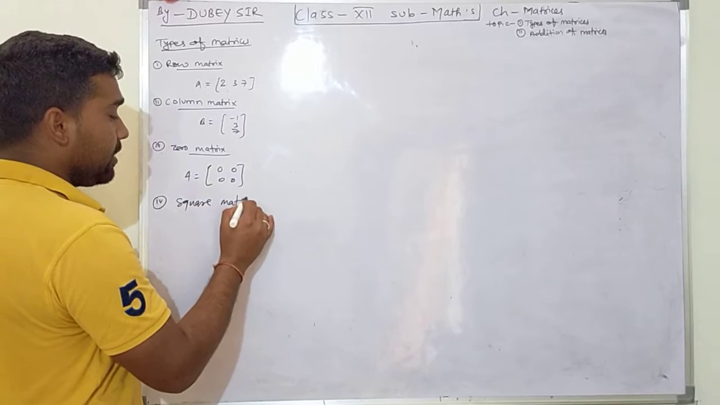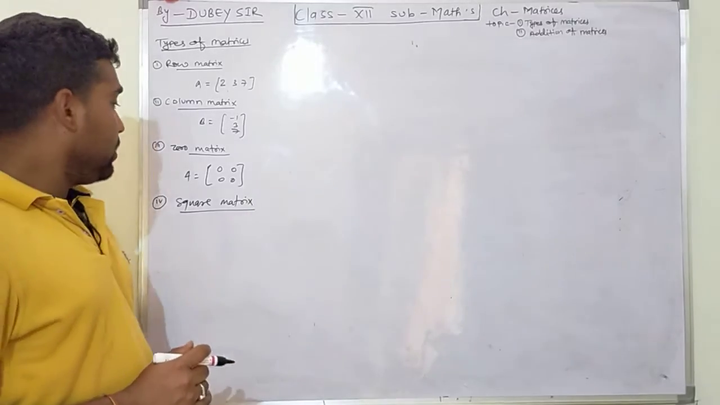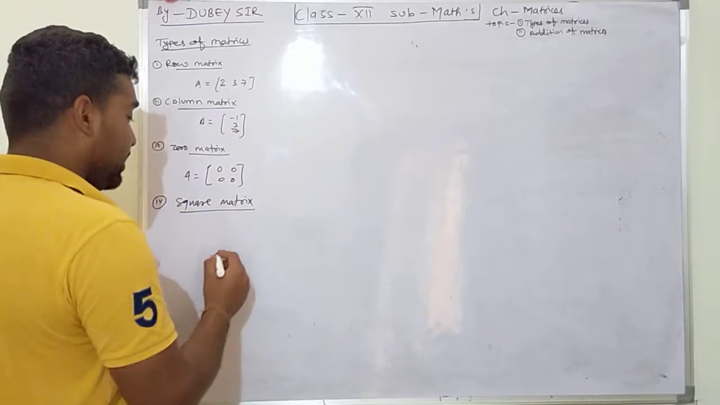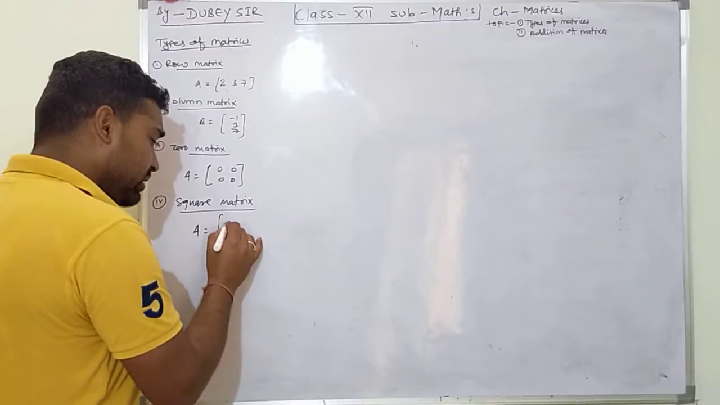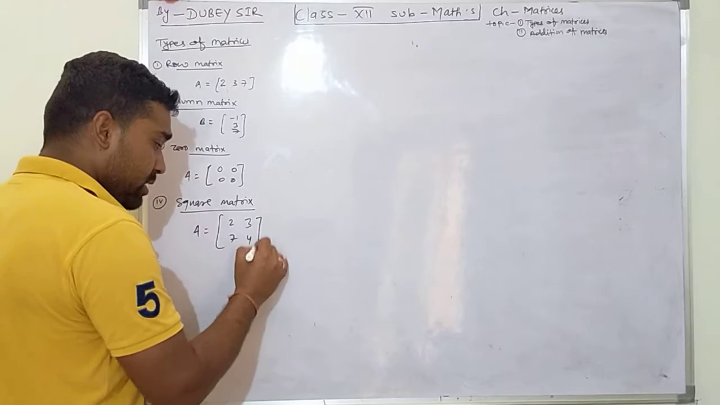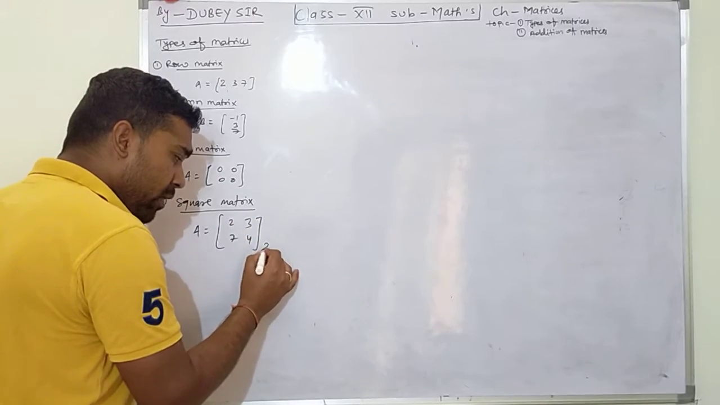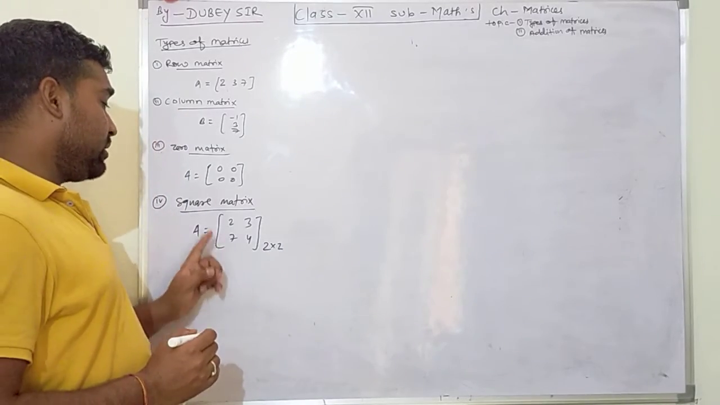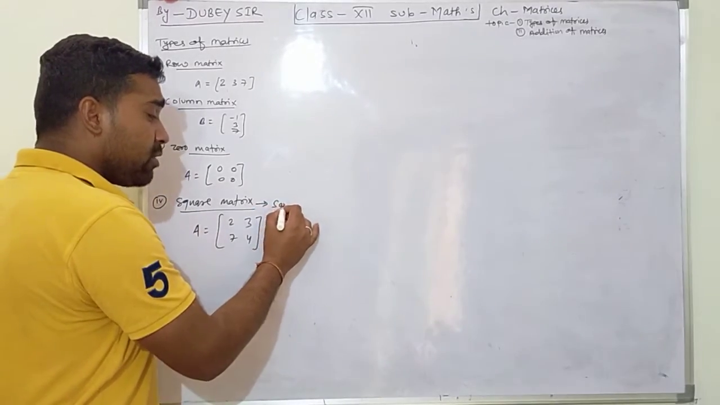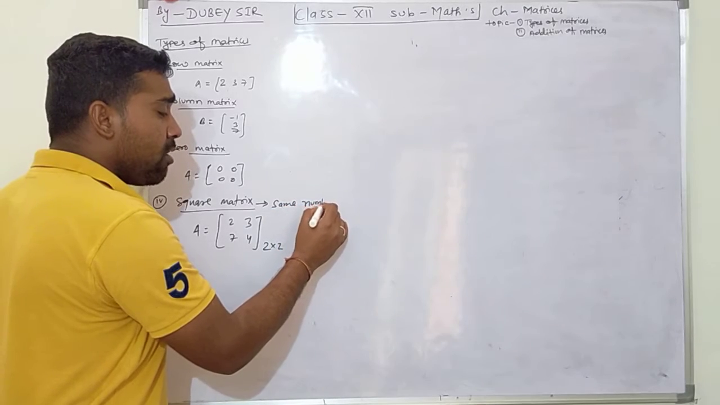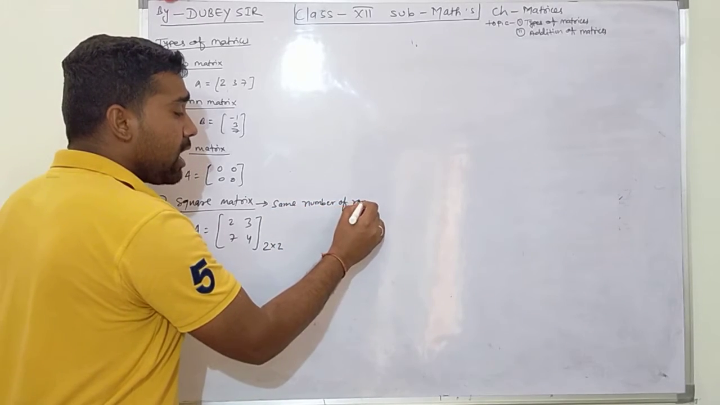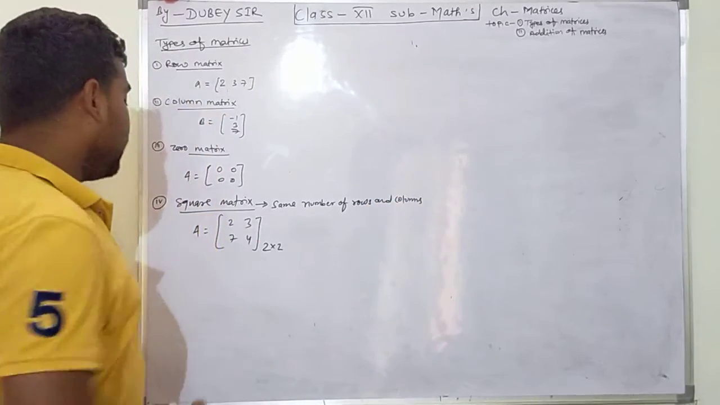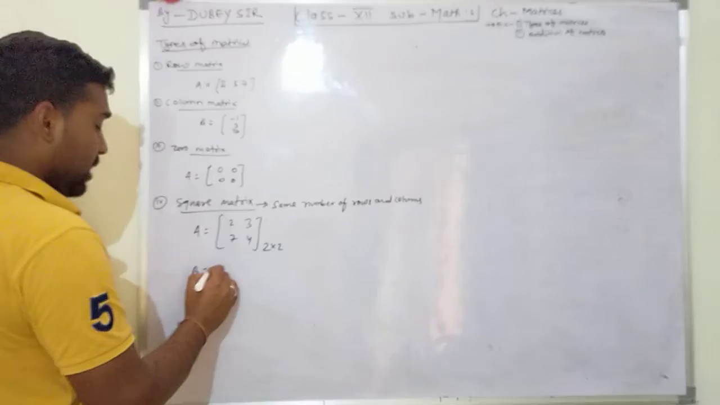Next, square matrix. A matrix having the same number of rows and columns is known as a square matrix. For example, A is a matrix of 2, 3, 7, 4. It has 2 rows and 2 columns. Therefore, it is a square matrix. A matrix having the same number of rows and columns is called a square matrix.